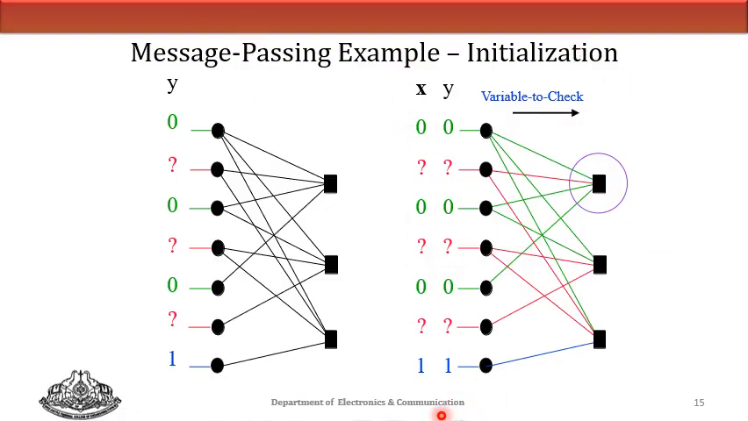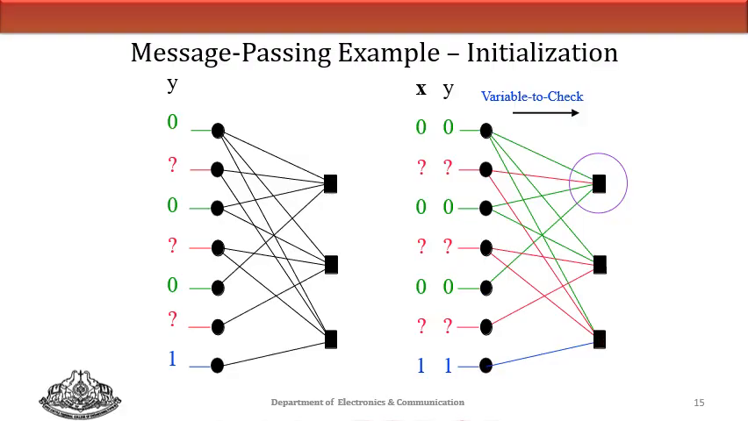Now, X is the received codeword, in which we are trying to decode the erasure positions, and Y is the variable node messages. In the initialization step, those are the same. So these messages will be passed from variable to check node. Here the green line indicates the known values and the red line indicates the erasure. Blue, since there is only one connection from this node, is indicated as blue.